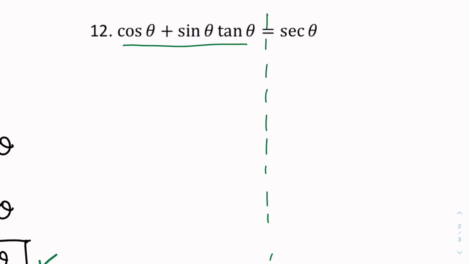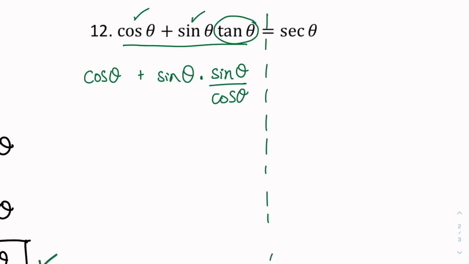So cosine and sine right here, they're already good to go. But tangent, I can rewrite it. So let's go and rewrite that. The tangent formula is sine theta over cosine theta. And all that complicated left side is supposed to somehow simplify to a simple, humble little secant. Let's see how the heck we're going to make that happen.